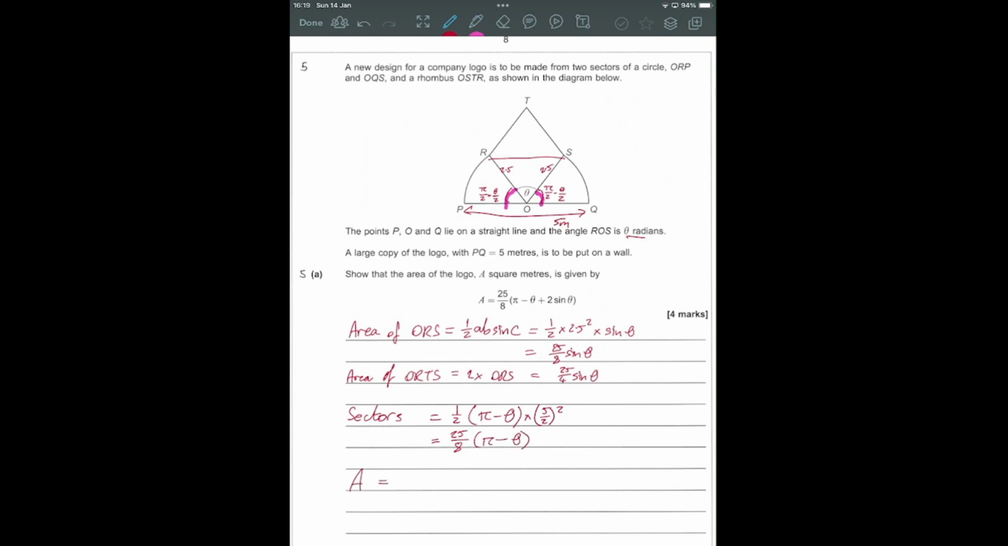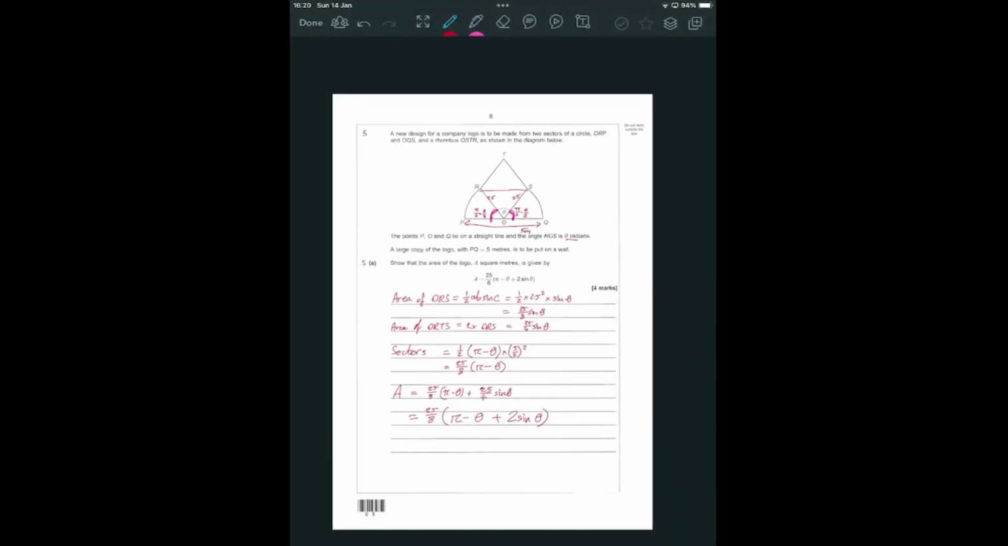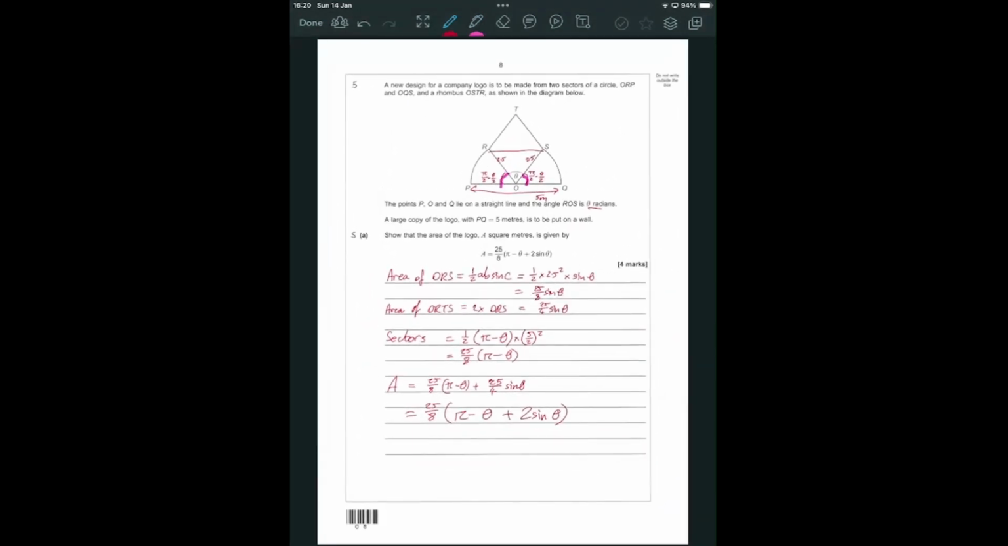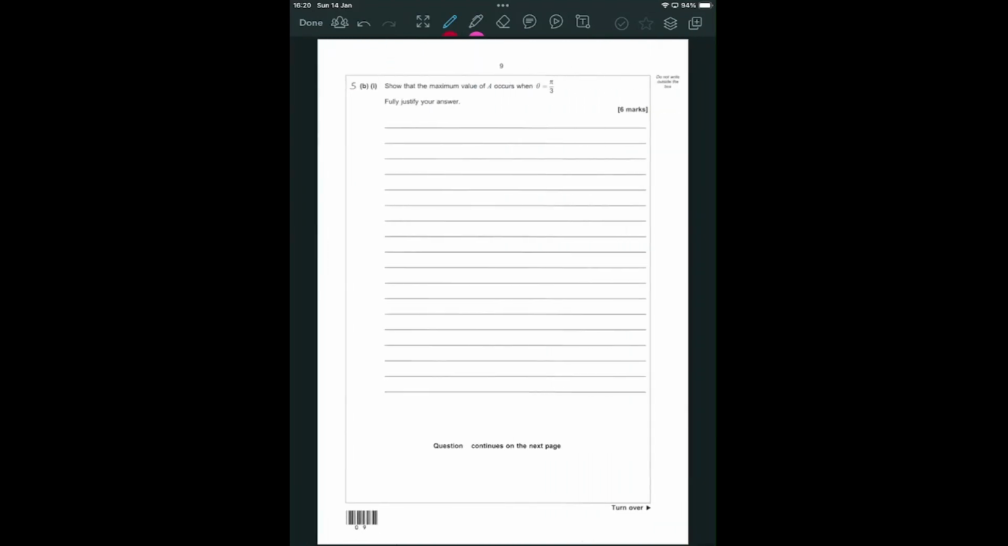So the total area, 25 over 8 pi minus theta plus 25 over 4 sine theta. The final step of simplification, noticing that if I factor out the 25 over 8, I'm going to have 2 sine theta, not just sine theta. This already is screaming at me an optimization question. Step 1 of every optimization question is to write A in terms of 1 letter only. And that's what I managed to do there. A is in terms of theta.